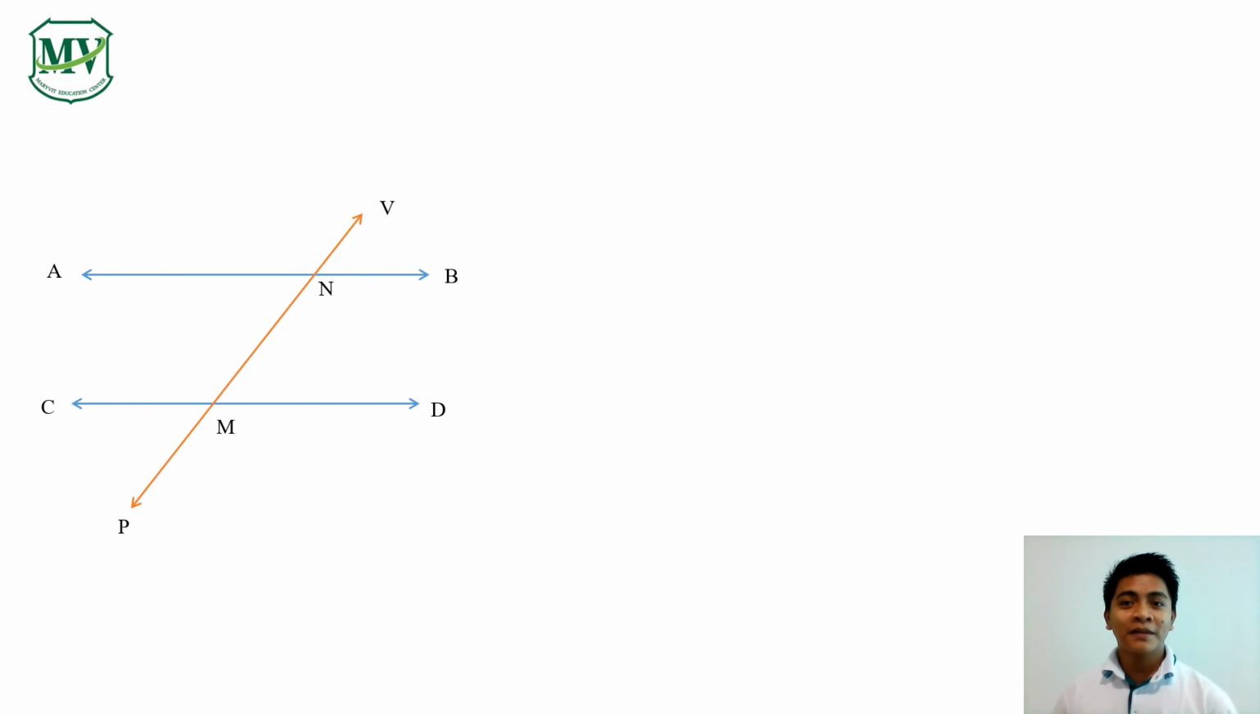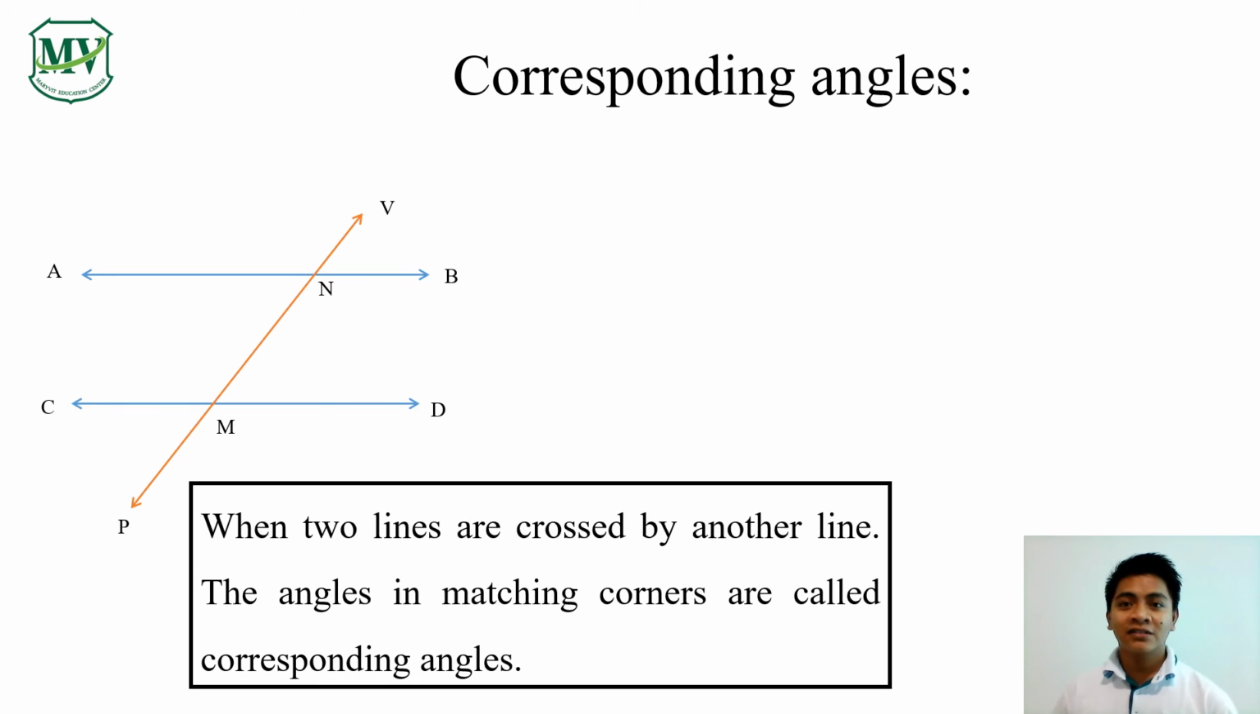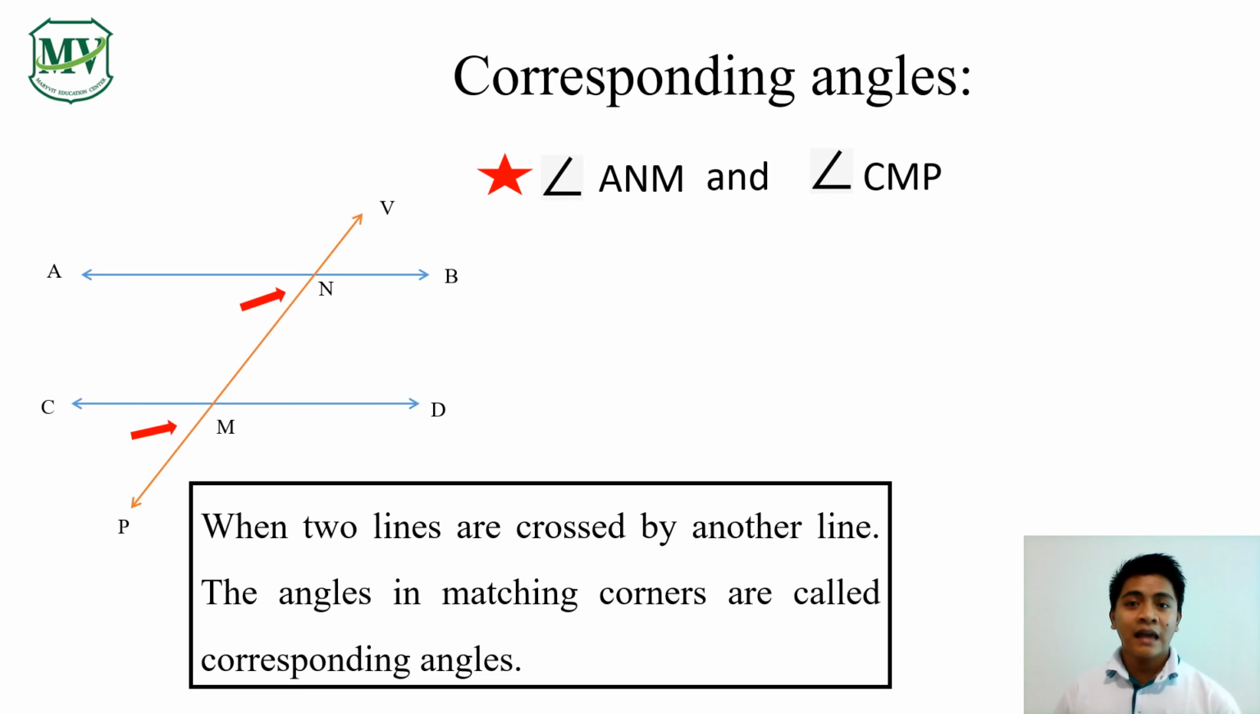Let's learn more about corresponding angles. When two lines are crossed by another line, the angles in matching corners are called corresponding angles. Look at the picture. These are the following corresponding angles. The first one, angle A and M, and angle CMP. Next, angle A and V, and angle CMN.